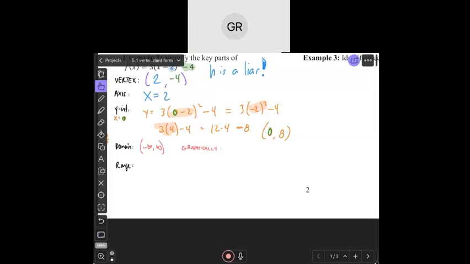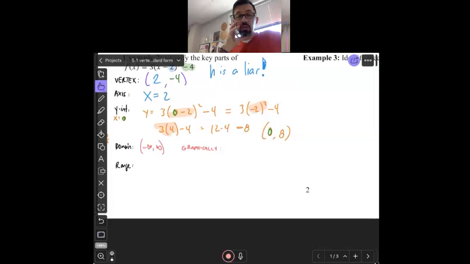Can you repeat the question? We know the domain is all real numbers. What does that mean about the graph? What are we going to see on the graph? Or what would we have seen on the graph to know that the domain is all real numbers?